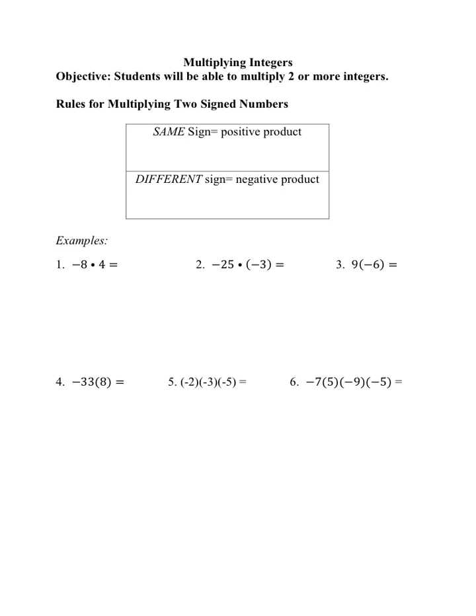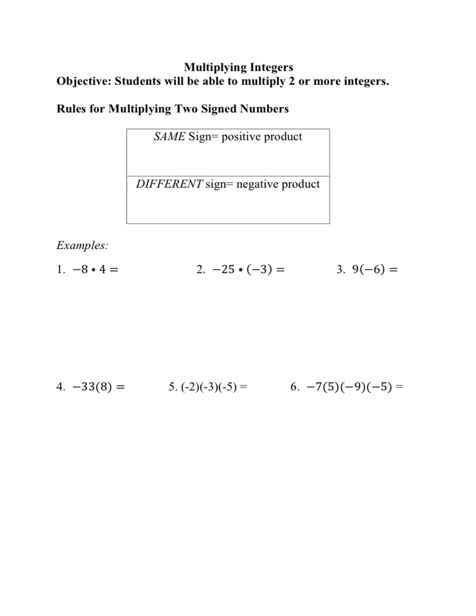Today's lesson is on multiplying integers. So our objective is going to be able to multiply two or more integers. There are two rules for multiplying integers. If you have the same sign, meaning one is positive and the other is positive, or one is negative and the other is negative, you get a positive answer.